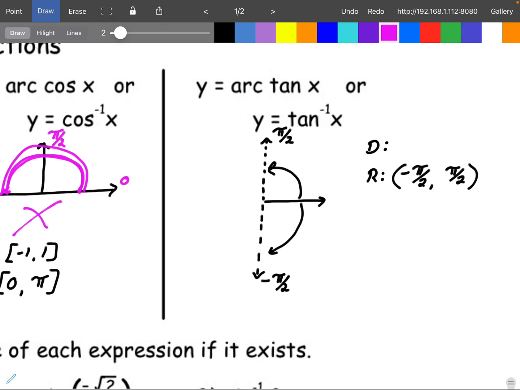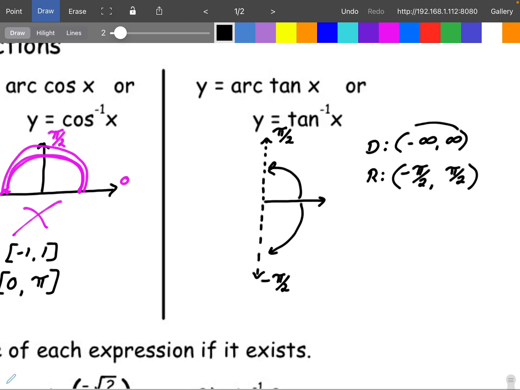Now, domain for inverse tangent. So if we think about the range for the original tangent, so think about when we did our graph, it went up forever and it went down forever. That means that our domain for inverse is going to be -infinity to +infinity.